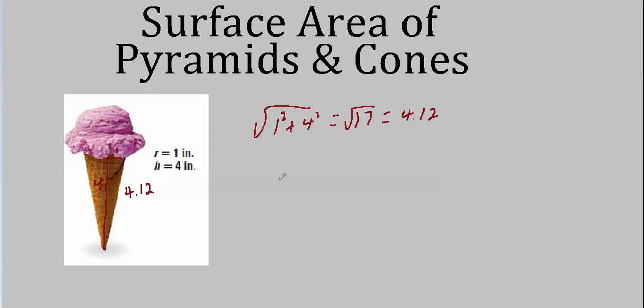From our formula, what do we get? Well, we get pi times r times the slant height. Now r is 1, the slant height is 4.12, so we just get pi times 4.12. And we get an actual answer of 12.95 would be the lateral surface of this delicious sugar cone.